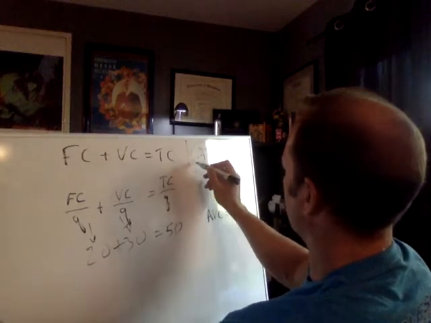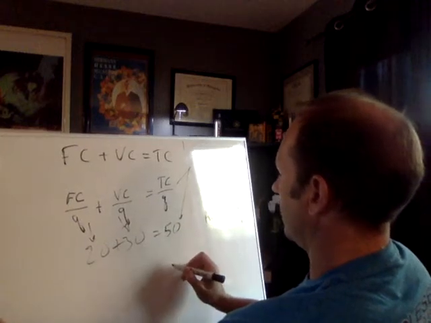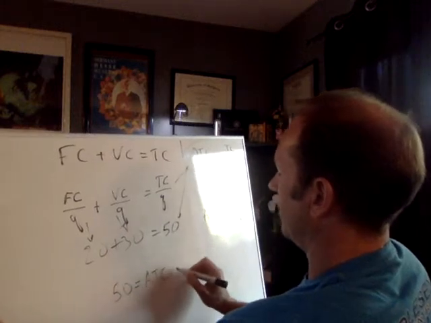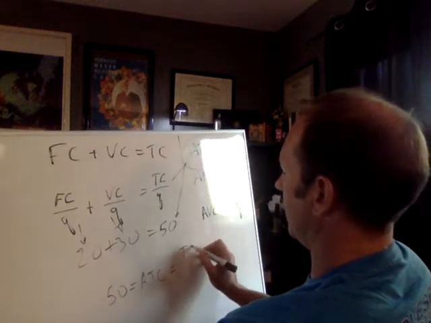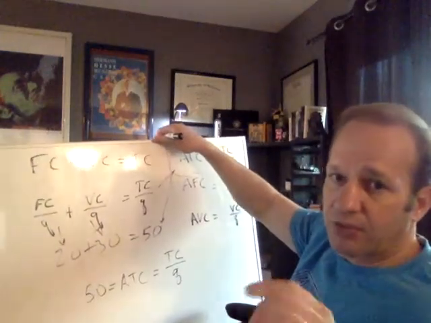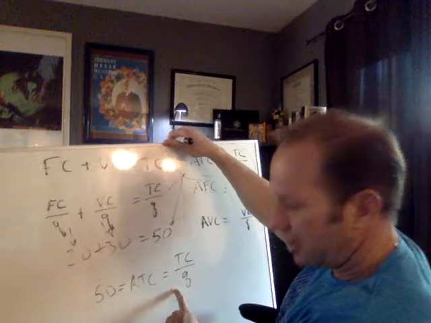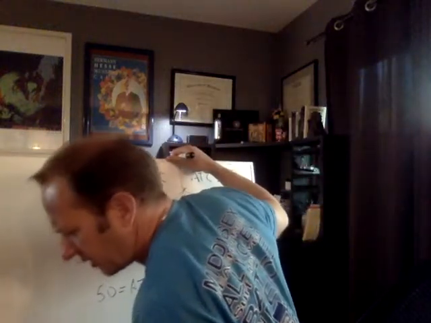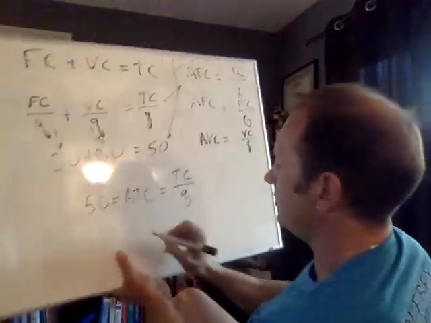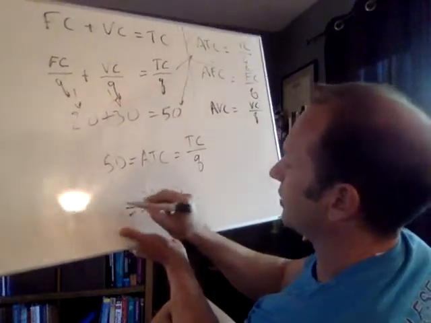If 50 is average total cost, which is just total cost over quantity, and I'm asked for the quantity. That's what I'm asked for in A, is the quantity. What divided by what equals 50? What other piece of information am I given? Total cost is $2,500. So $2,500 divided by Q is equal to 50.